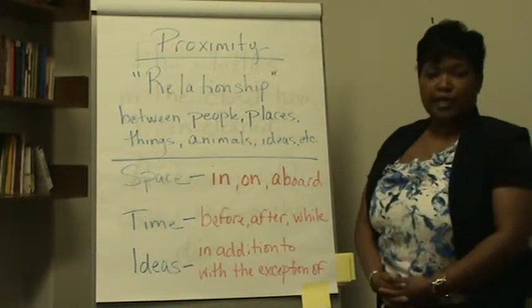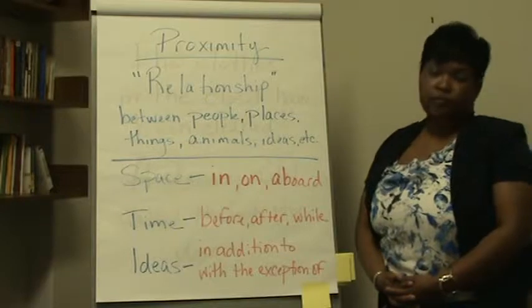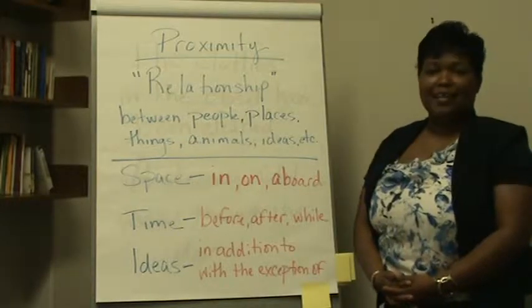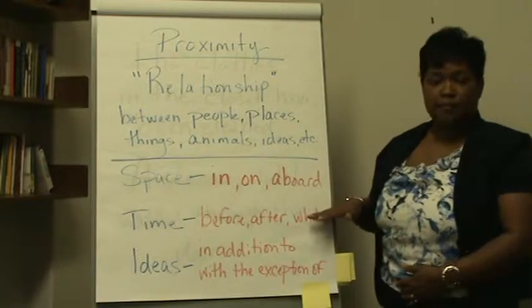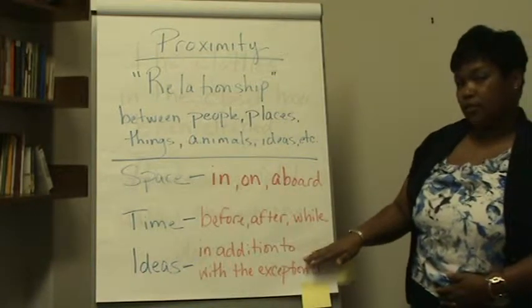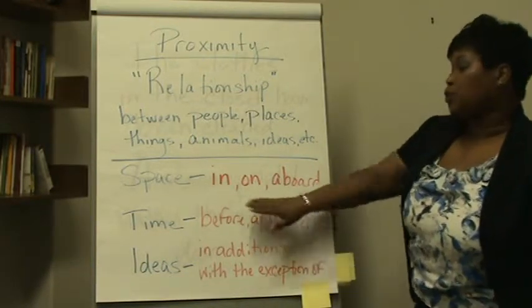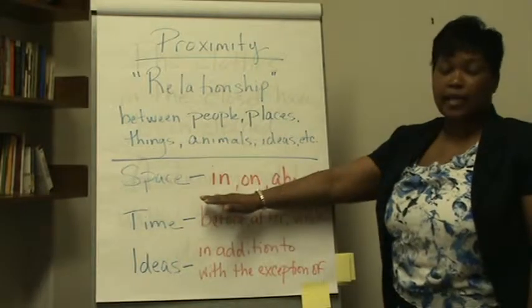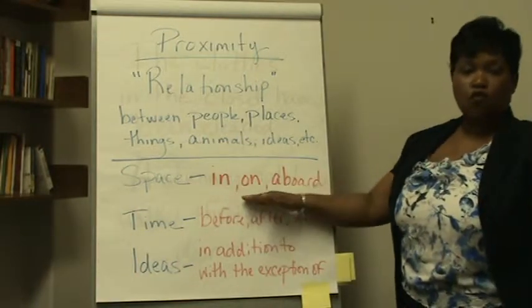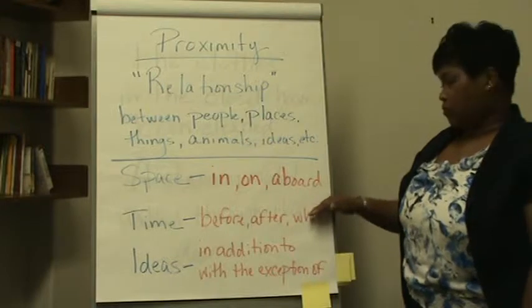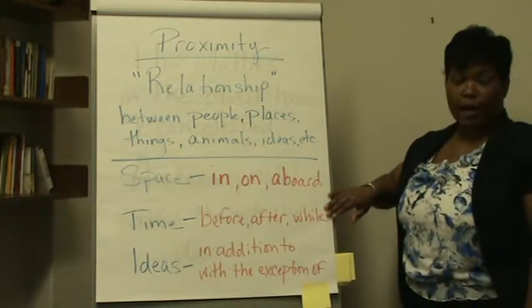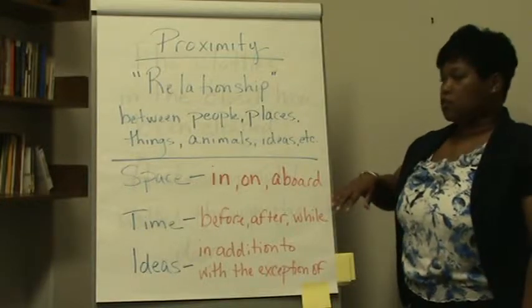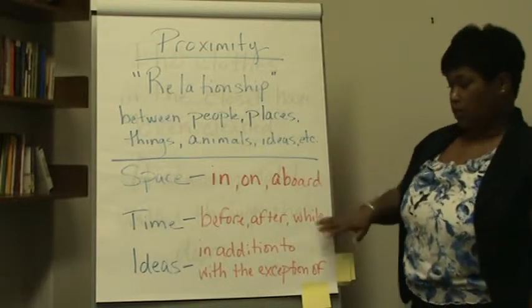Proximity is a word that indicates relationship, and relationships between things can be understood in terms of space, time, and the ideas and how those ideas connect to each other. So when you're thinking about space, you'll see words like in, on, over, about, aboard, right? Whereas with time, you're thinking in terms of before, after, while, during. So it's a relationship, okay?